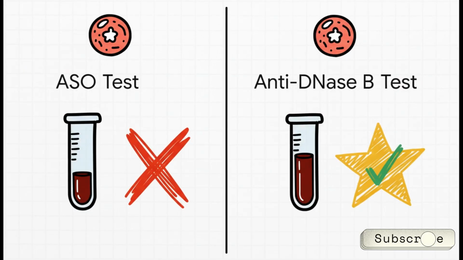And this right here, this is an incredibly high yield point that trips up so many students. So please, burn this into your brain. For strep skin infections, like pyoderma, the ASO titer is often low or even negative. In those cases, the anti-DNase B test is the better test. It is the go-to serological marker to confirm that a strep infection happened.